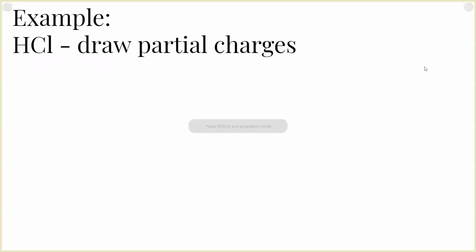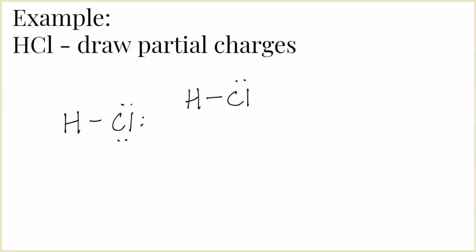Okay. So we're going to draw a couple HCl's. I want you to draw them with their Lewis structures, the little dots. You're just going to draw maybe two of them. We're just going to draw two. Okay, so draw them kind of like that.